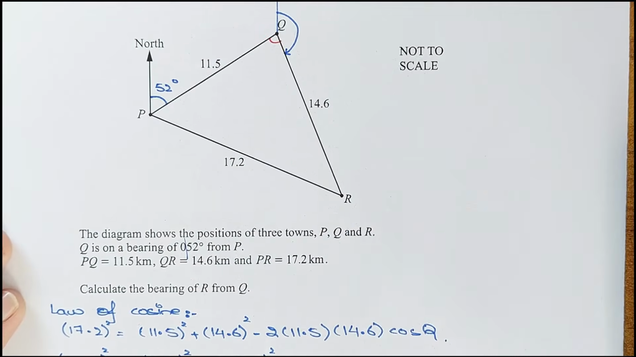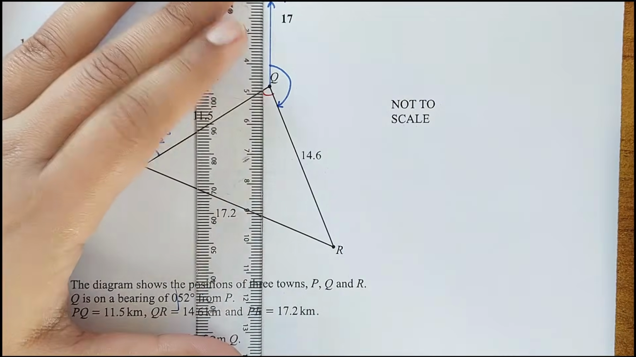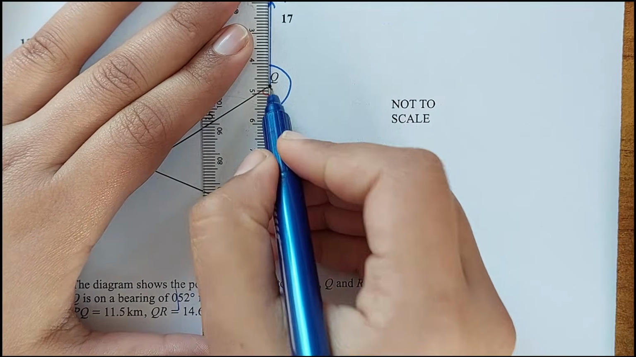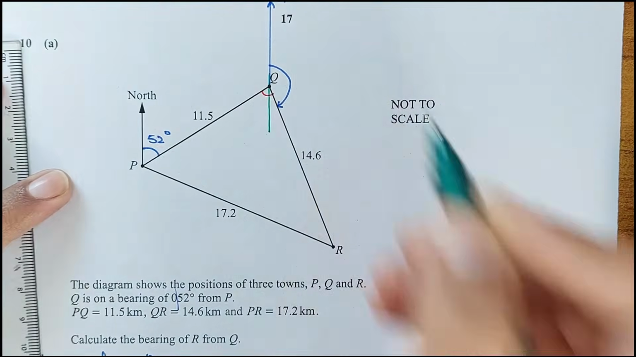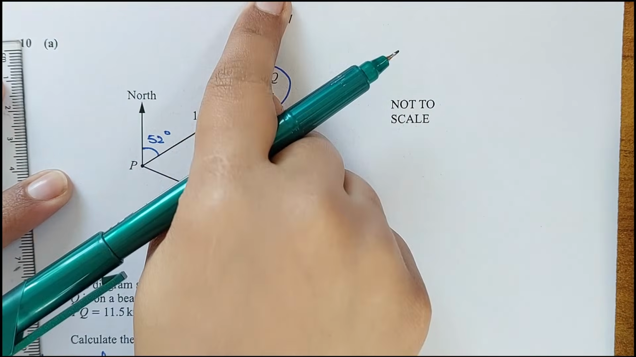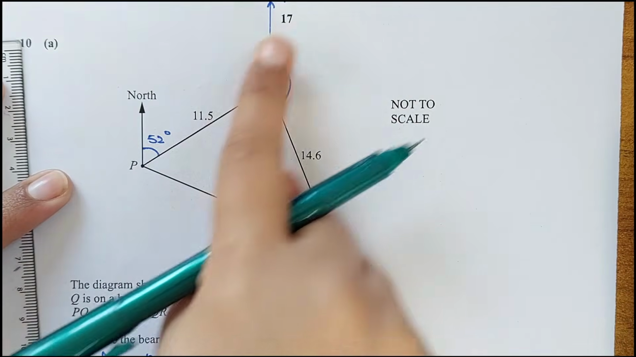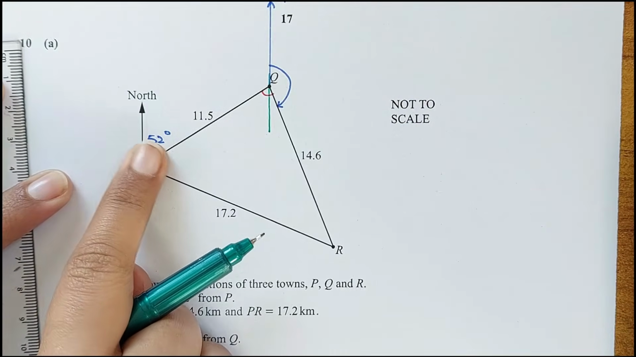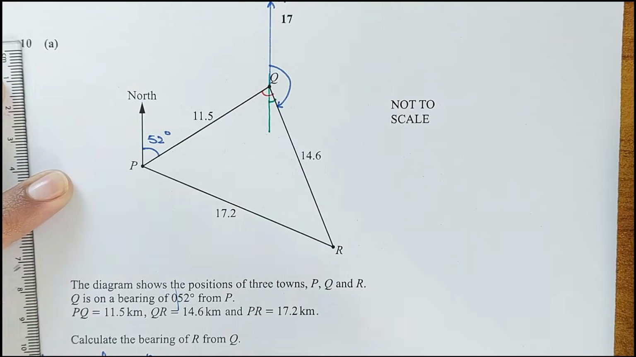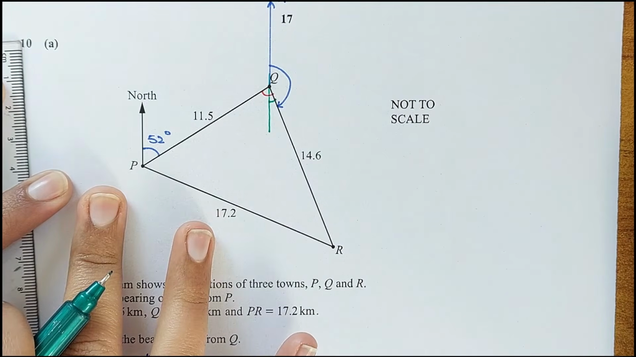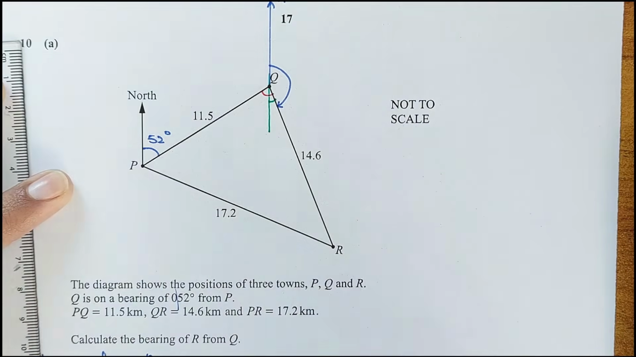Okay, so if I extend the north line, now these two are the parallel lines, the north line at P and Q, right? And this angle and this angle are the same, alternate angles. When two lines are parallel and they connect with one line, these are the two alternate angles.